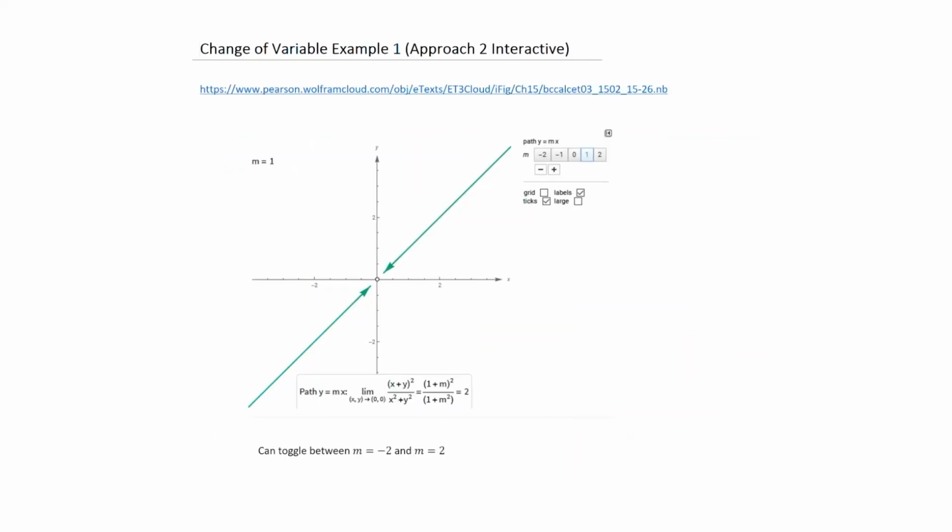So here's an interactive module where you can choose different values of m, basically different paths, which then take you to the point. Here, this would be an example for m equals 1. Substitute in here, and you'll end up with a value of 2. You can choose any values from m equals minus 2 to 2, just to show what the result will be.